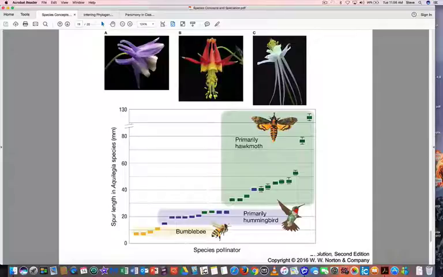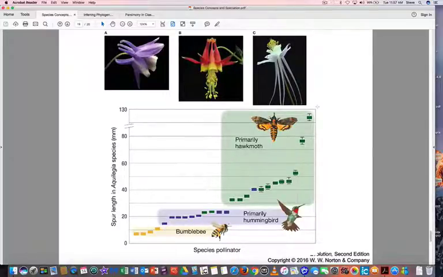So one of the things that's noticed here, as you look at the spur length in these various species, is that it's associated with a specific kind of pollinator. Bees, for example, have relatively short flower spurs, and there's some overlap here. You occasionally have hummingbirds, which are characterized by this kind of typical red flower, often with spur lengths around 20 millimeters. On average, the bumblebees are slightly less than 10.